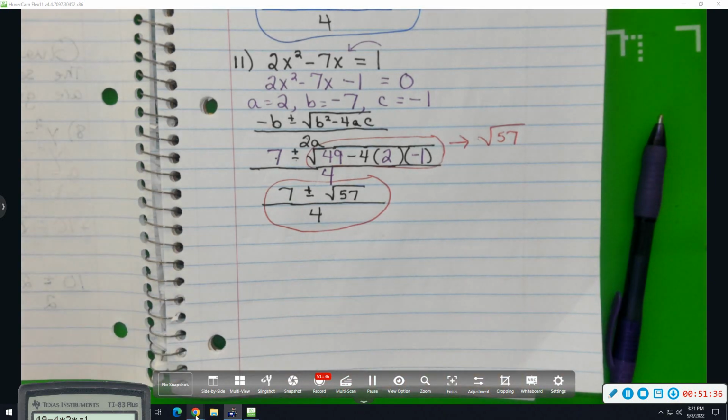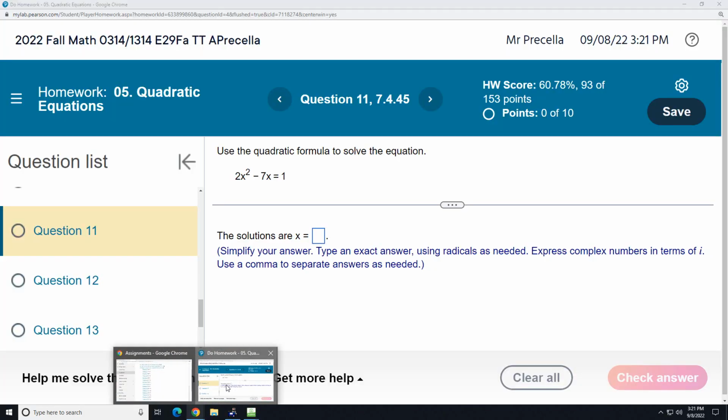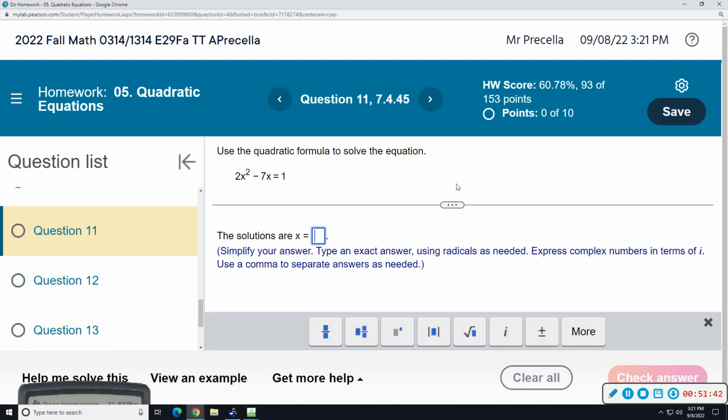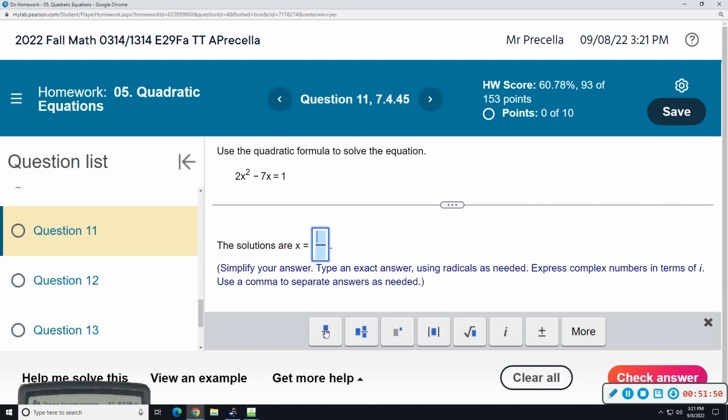Oh, well, actually, now we can punch it in all as one using the answer, plus minus. Okay. Y'all tell me, what are we going to do first? What am I going to click first? Fraction bar, I agree. And then we had a 7 plus minus.